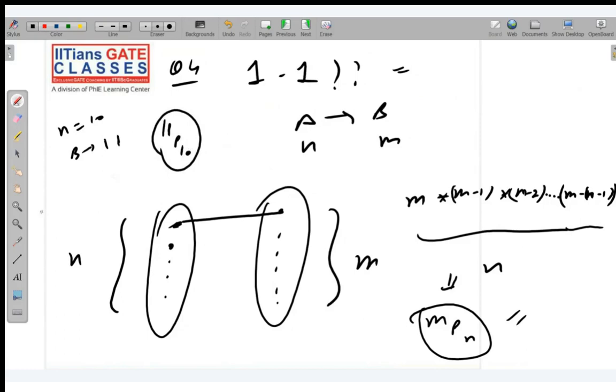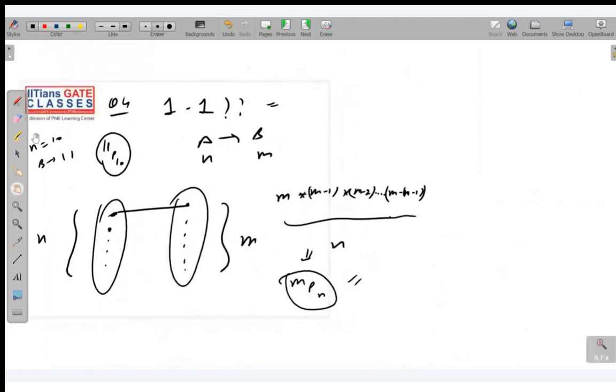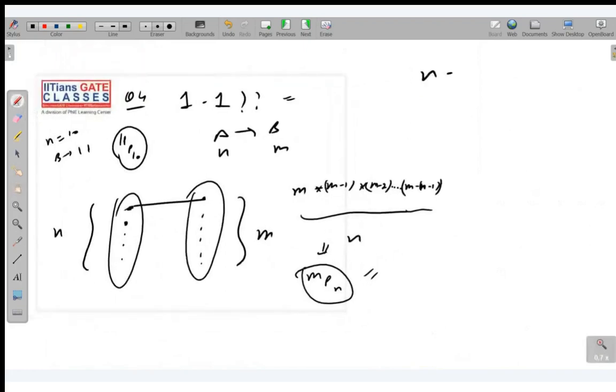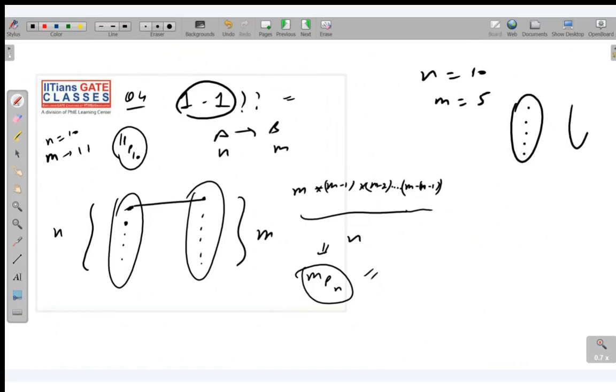One more point is coming to my mind. Say n is 10 and m is 5. So how many one-one functions are possible? By common sense, you can think. Forget about 10: take 5 elements here and 3 elements there. So how many one-one functions are possible?